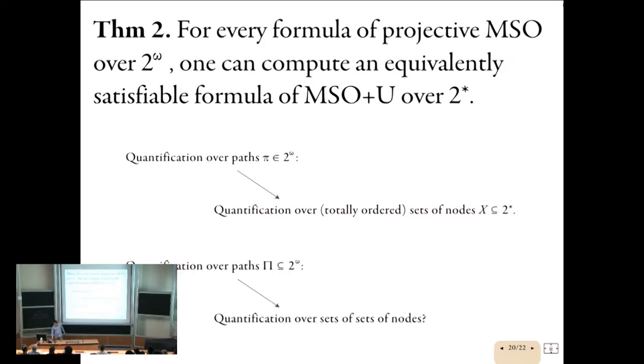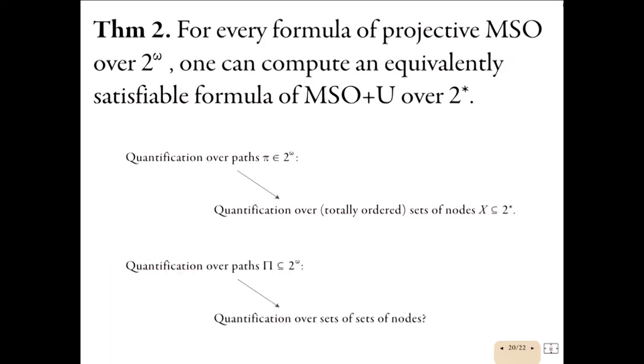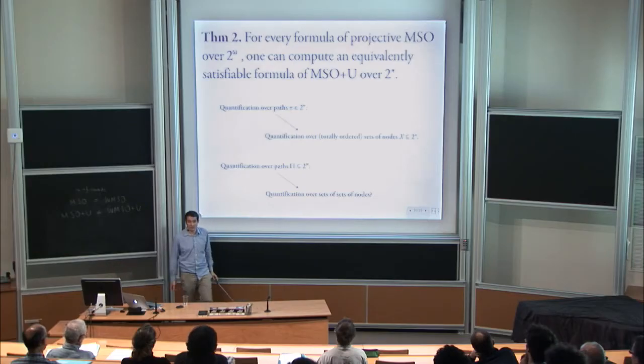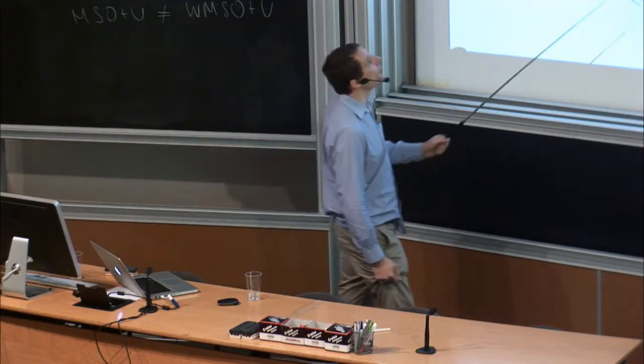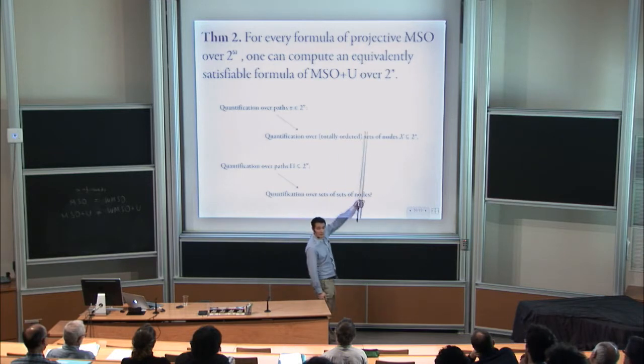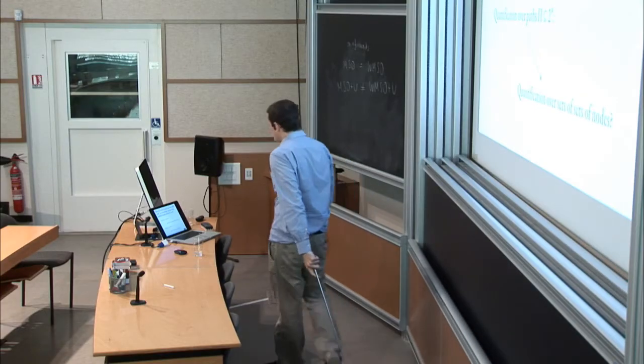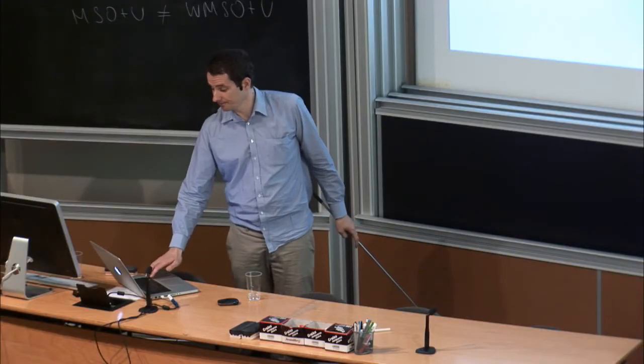Because now if you want to quantify over a set of paths, then how do you do that? That would be third order quantification. Set of sets of nodes. That's not clear how to do. And here's the whole point: it's projective. And this is where we're going to use it. So let's use our assumption that it's projective.